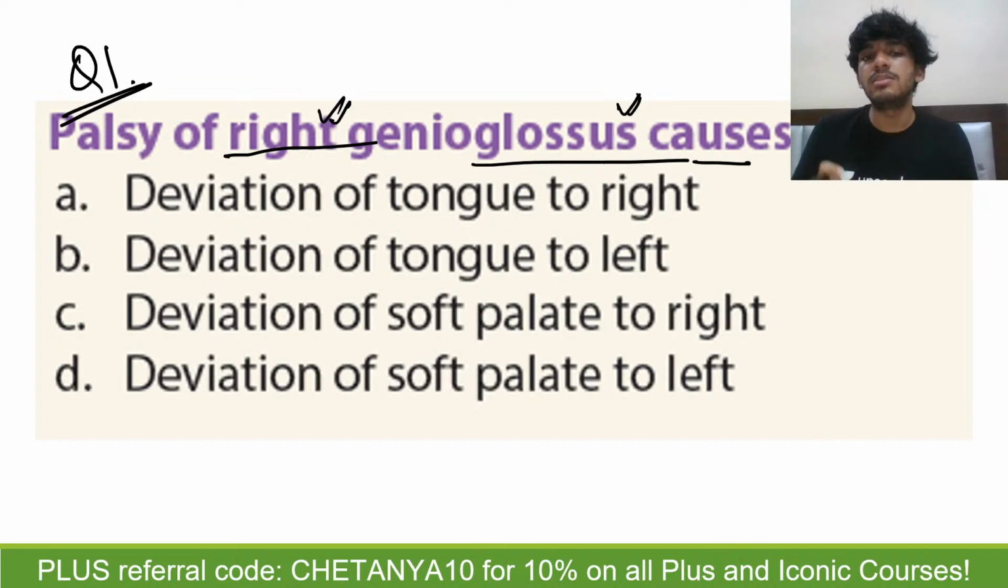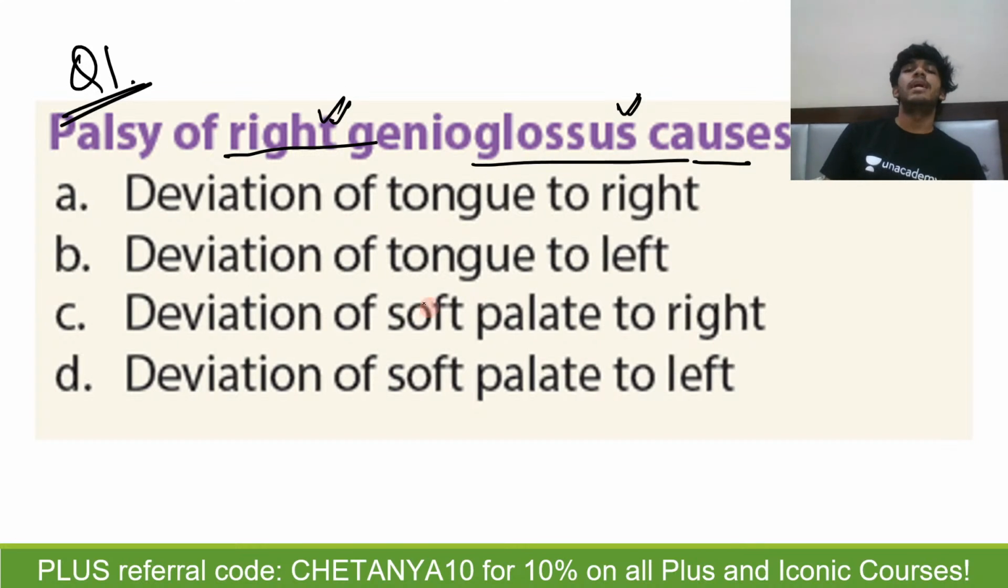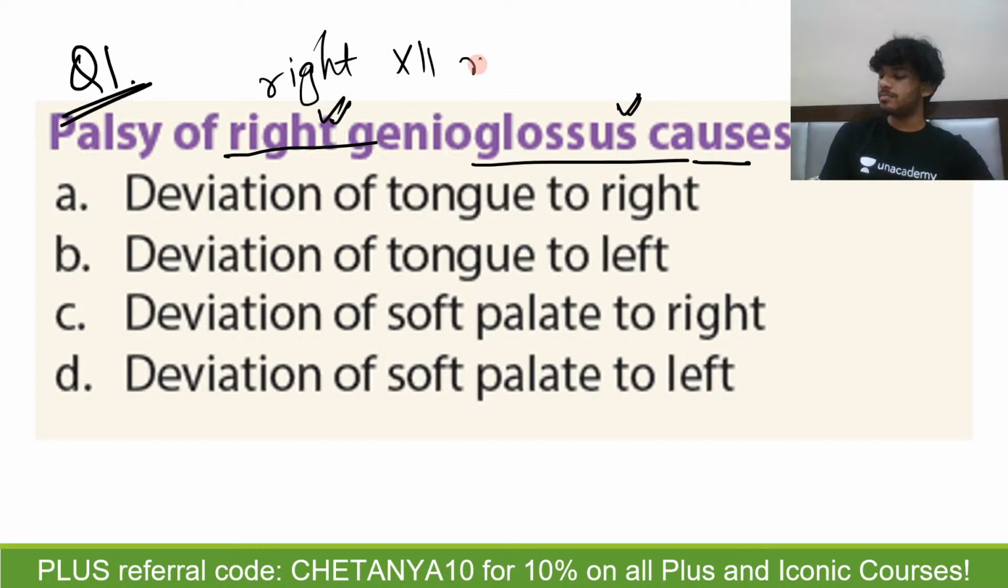Palsy of the right genioglossus. This question can also be framed as palsy of the right hypoglossal nerve, right? Does it cause deviation of the tongue to the right, or deviation of the tongue to the left, deviation of the soft palate to the right? Deviation of the tongue to the right? Okay, Akash has given an answer. That's correct, Akash. Now, why does that happen?